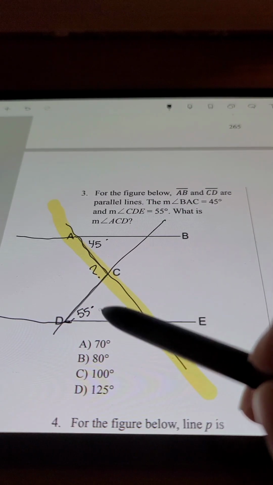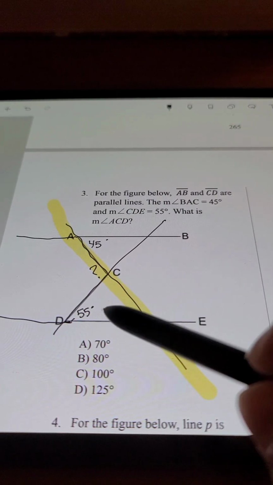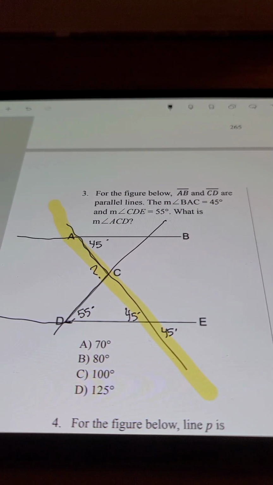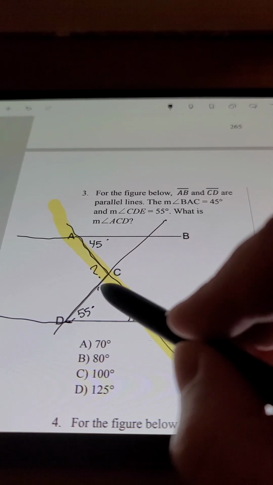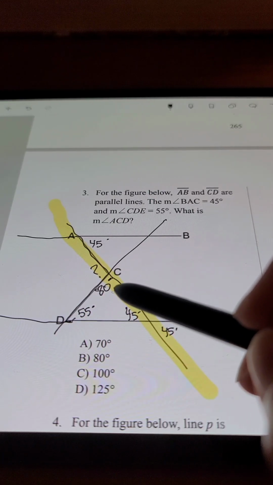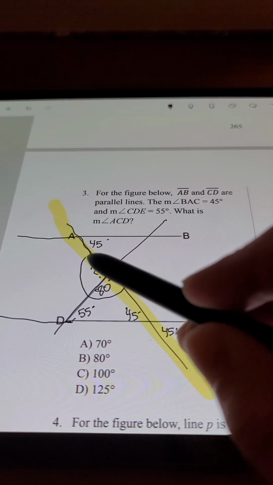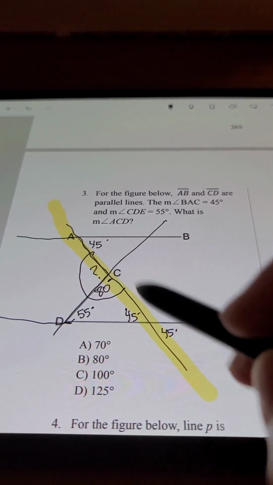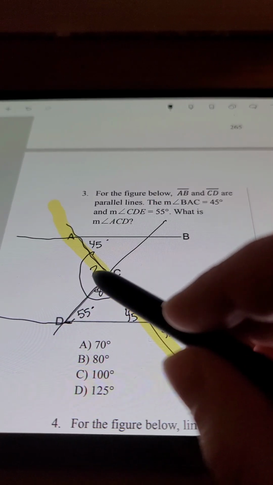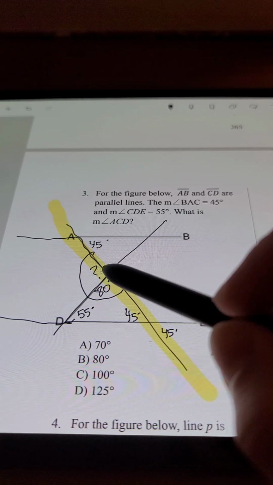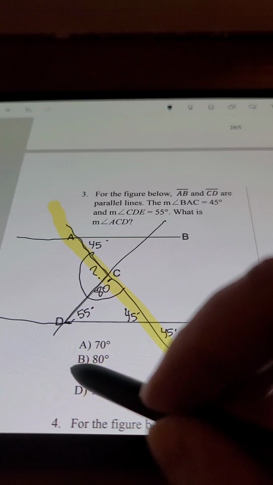So now I have a triangle right here. And I could say 55 plus 45 plus this angle must add up to 180 because it's the interior angles of a triangle. So that means that this angle must be 80 degrees. And then I know that this angle plus the missing angle that we're solving for in the question add up to a straight line, so they add up to 180 degrees, meaning that the question mark angle right here must equal 100 to add up to 180.